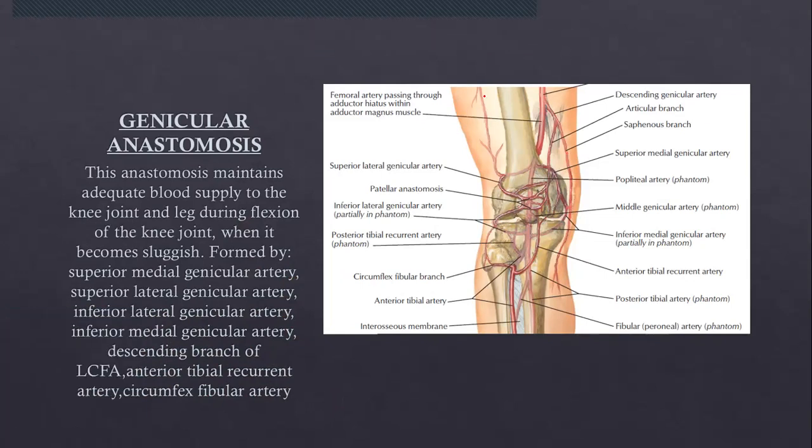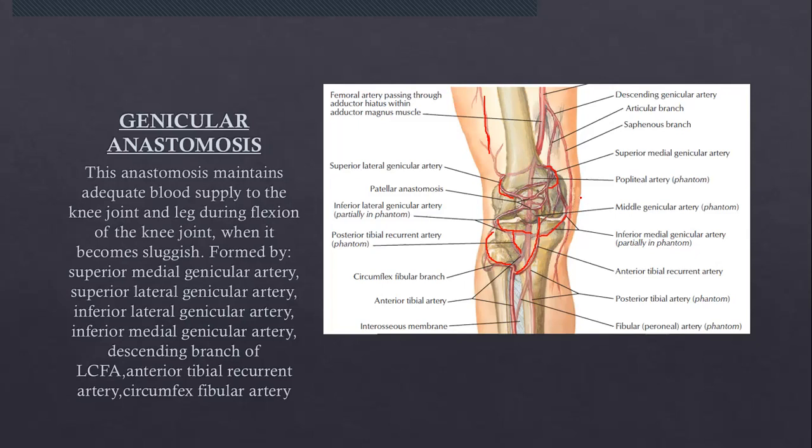Here you can see this artery. This is the descending branch of the lateral circumflex femoral artery. Then here you can see the superior lateral genicular artery. You also have the superior medial, the inferior medial, and the inferior lateral. Then we have the anterior tibial recurrent from your anterior tibial artery. Then we also have the circumflex fibular artery, also from the anterior tibial artery. And we also have, I think, the posterior tibial recurrent, also from the anterior tibial artery.